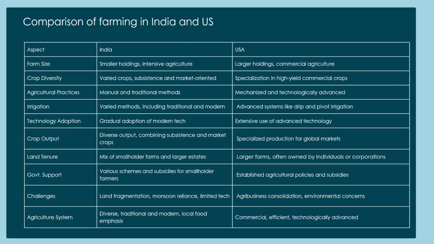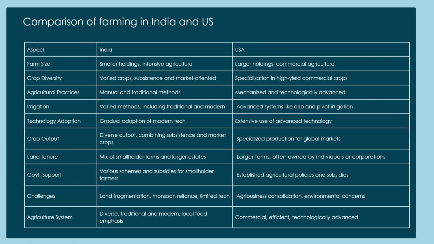Comparison of farming in India versus US. First one, farm size. In India, smaller holdings, intensive agriculture. In USA, larger holdings, commercial agriculture. Next one is crop diversity. In India, varied crops, subsistence and market oriented. But in US, it is specialized for high yield commercial crops.